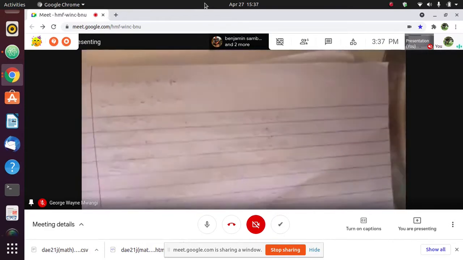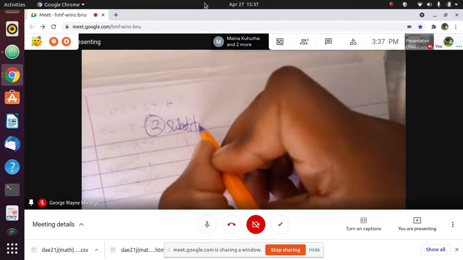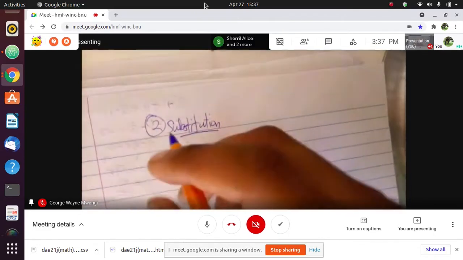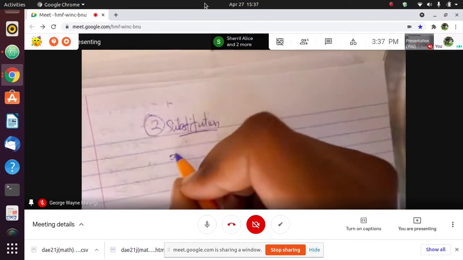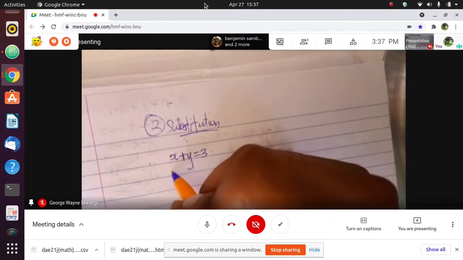We can solve simultaneous equations by substitution method. Now, what do I mean by substitution? Let us start with 2 unknowns. For example, you have an equation, a system of equations like this.